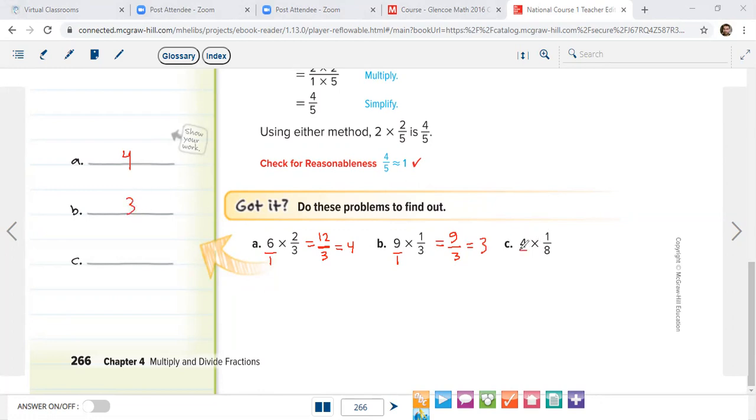The same will happen here. 4 is like 4 over 1. Multiply 4 times 1 will give you 4. Multiply 1 by 8 will give you 8. Here, of course, 4 is not divisible by 8. So you cannot consider this over sign like a division sign. No, you will simplify. If you divide by 4 up, and if you divide by 4 down, this will give you half. So the answer is half.